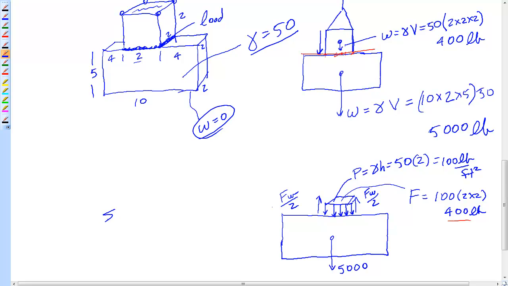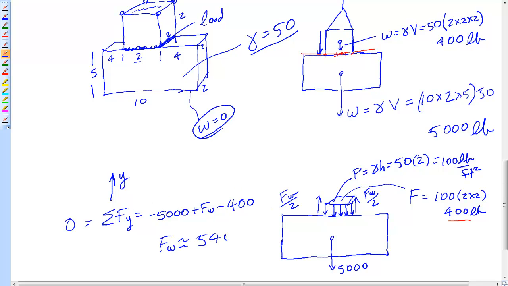If I sum the forces in the y direction, because that's what I'm mostly interested in, here I've got minus 5,000 pounds, plus the force of the weld, and this thing shoving down, minus 400 pounds. That's supposed to equal 0. So the force of the weld, or the force that the weld has to hold, is 5,400 pounds.